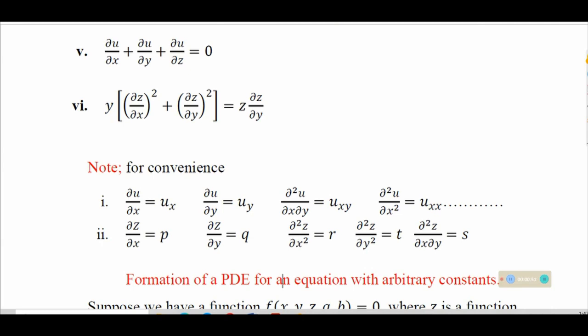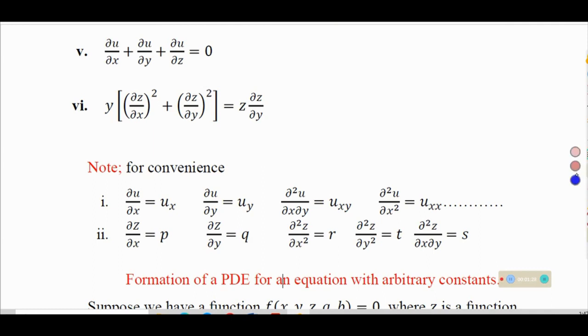Today in this lecture we shall look at how best we can form a partial differential equation when we are given an equation that is containing arbitrary constants. However, before we come to the formation of the partial differential equation, I will first of all take you through some of the terms that we shall also be using during this part of the partial differential equation.